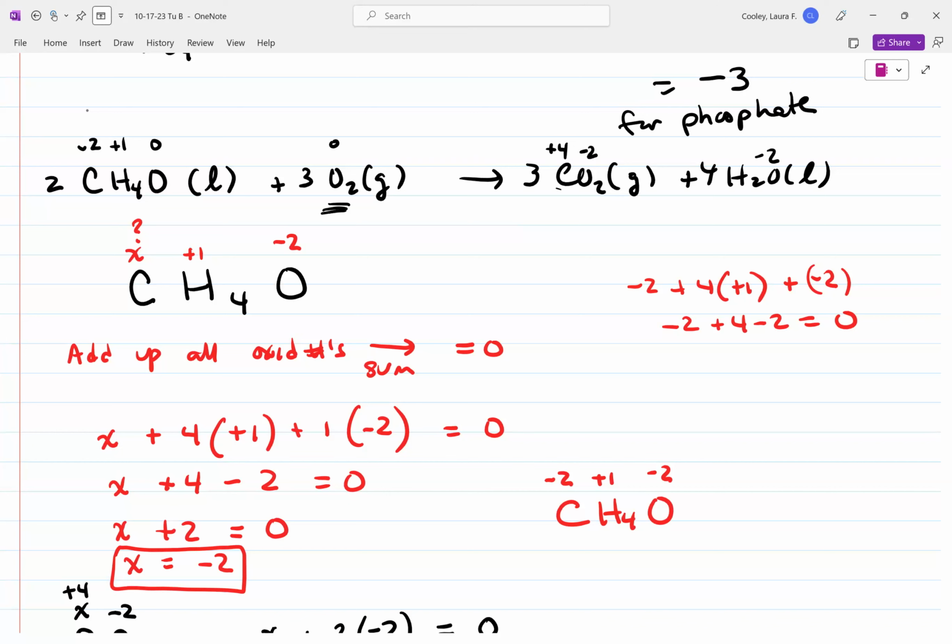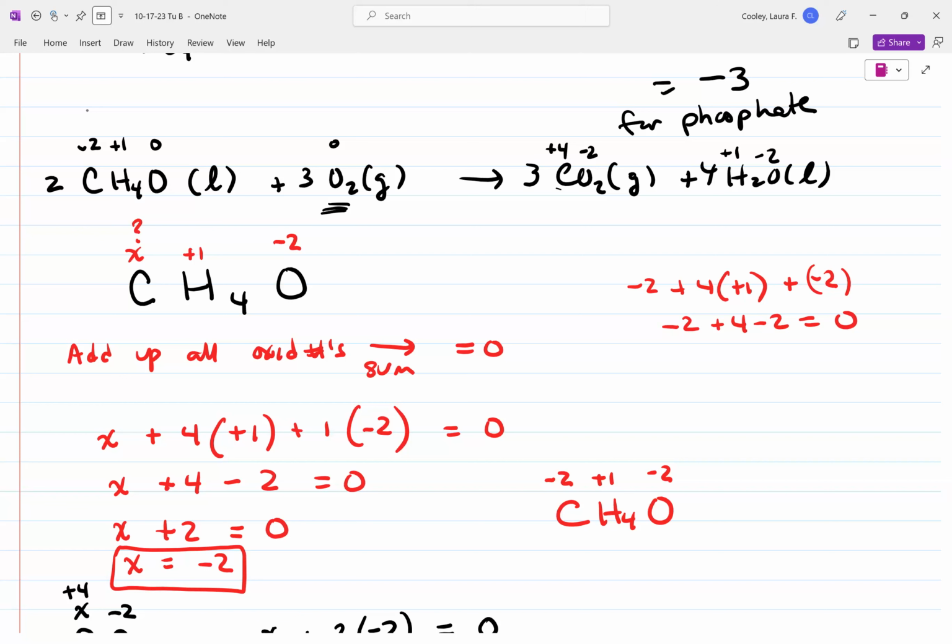-2. What's the oxidation number of hydrogen? +1, in compounds, except for H2 and O2. H2 is 0, O2 is 0. In any other compound with hydrogen and oxygen, except for these peroxides that we don't study, hydrogen is +1, except in hydrides, which you don't study. Hydrogen is +1, oxygen is -2. So whenever you see it, you'll know it.